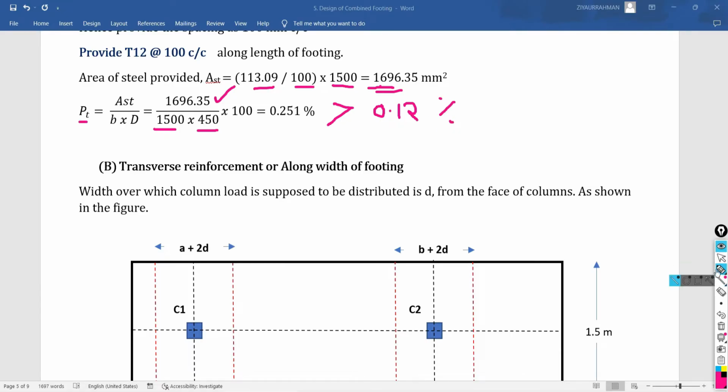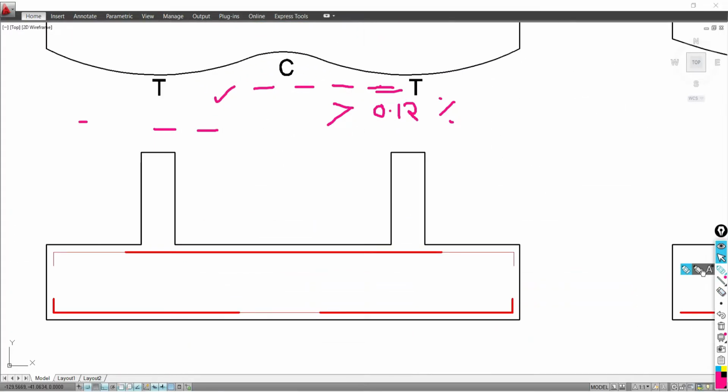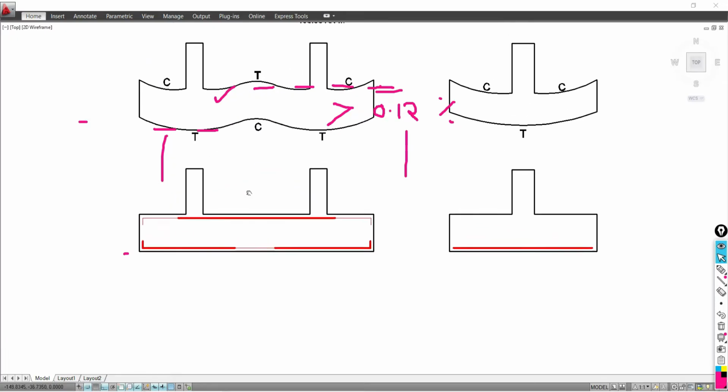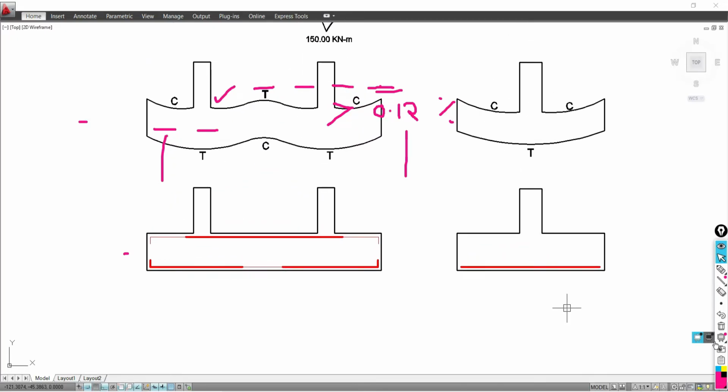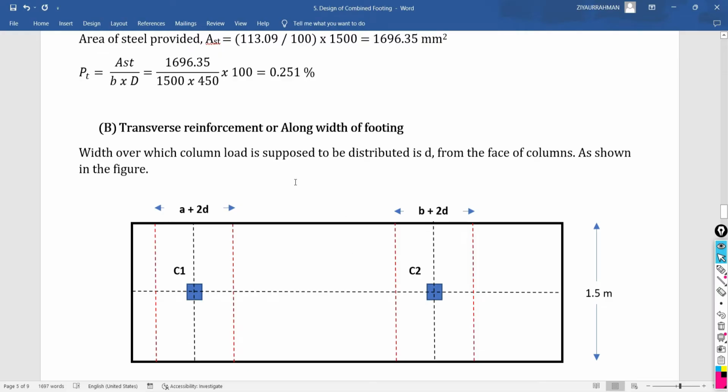Okay. So this is about the longitudinal reinforcement under both of the columns C1 and C2, which will be at the bottom face, and second, the reinforcement in between the C1 and C2 columns will be at the top because of the hogging moment. So this is the calculation for the reinforcement along the length of the foundation. Now the next thing we need to find out is the reinforcement along the transverse direction, or along the width of your foundation.